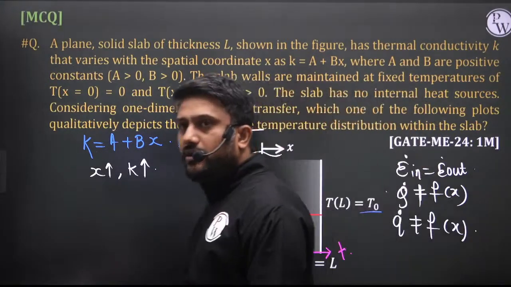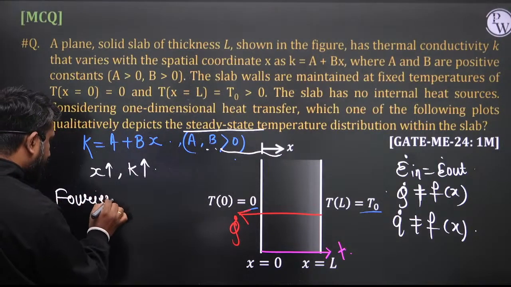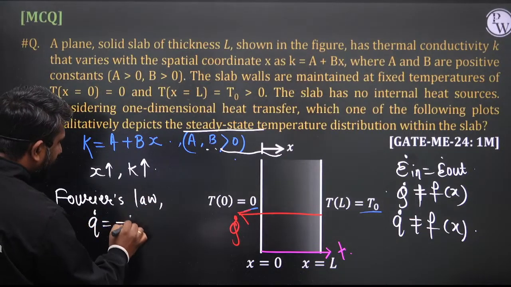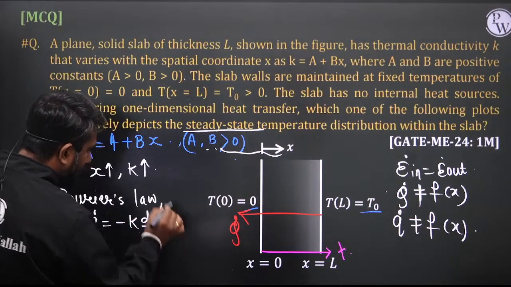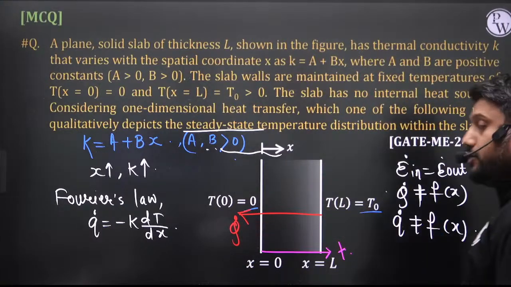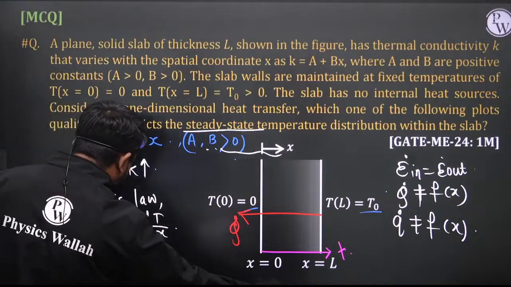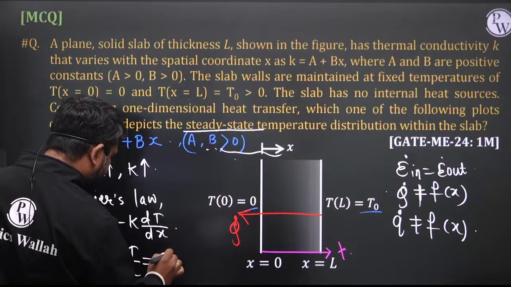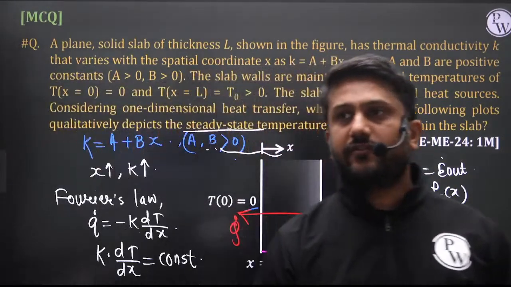Now, from Fourier's law of heat conduction, we can write q dot equals minus k dT by dx. Now see here, q dot is constant. q dot is not a function of x. So simply, we can write that the product of k and dT by dx is constant.